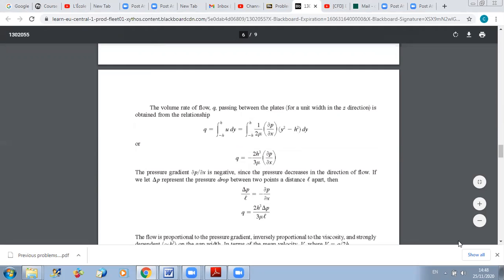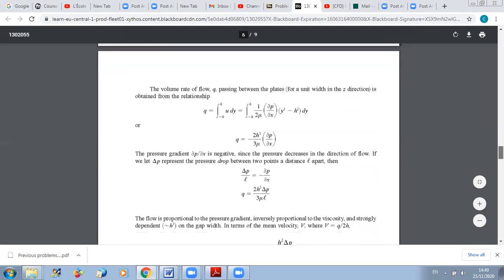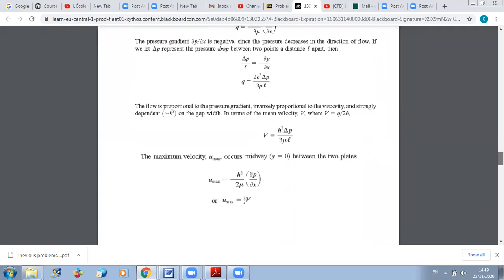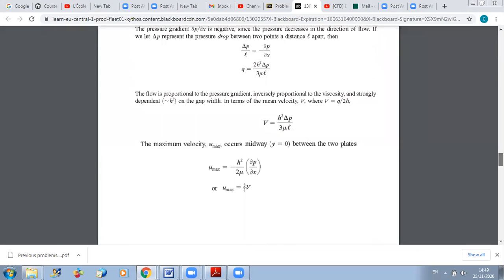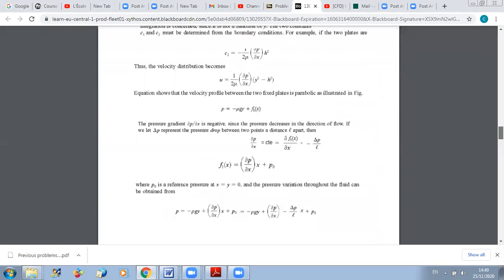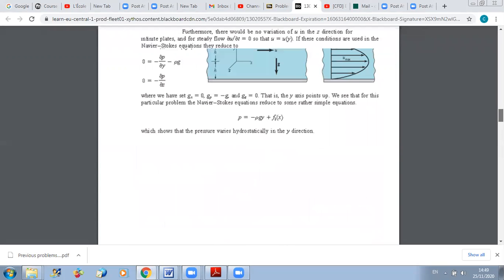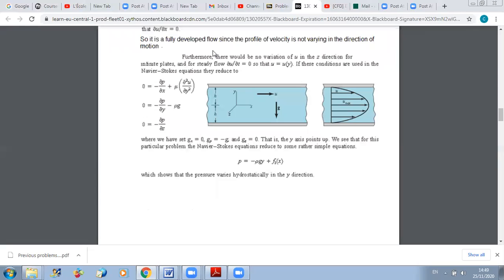Okay. Now, to calculate also the maximum velocity, they asked for the maximum velocity. When you get your expression, you can deduce the maximum velocity from which location? Where do I have the maximum velocity? At 0, in the middle. Okay. If you didn't pay attention, when they ask you for maximum velocity, you can say that it's obtained for del u by del y equals to 0. And if you put del u by del y equals to 0, it will give you that this will happen at y equals to 0.